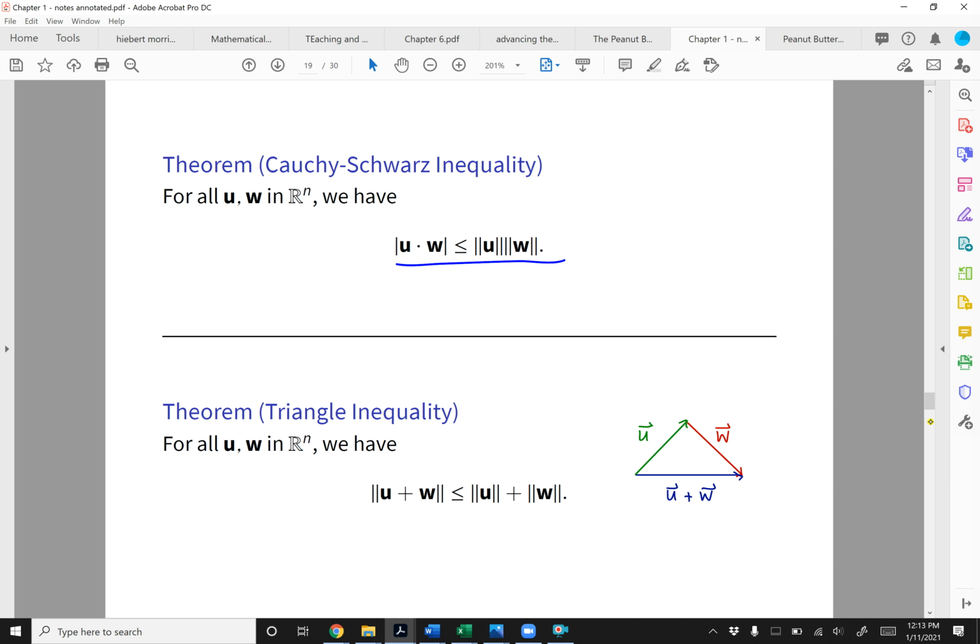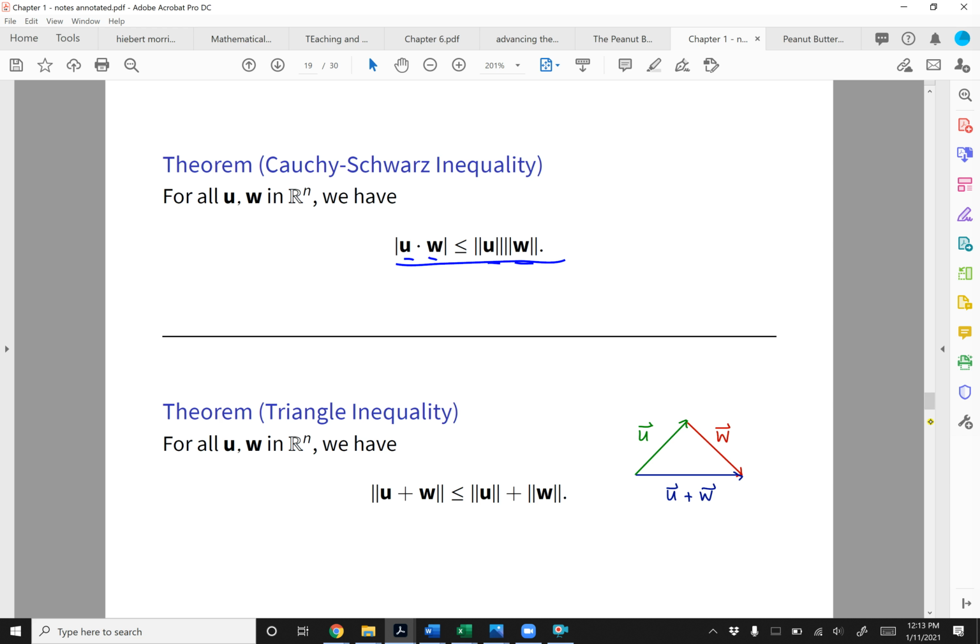The length of u and the length of w, those are always going to be positive. Well, 0 or positive, 0 or greater. So it says if we take the lengths of each of them and multiply them together, that's always going to be greater than or equal to the absolute value of the dot product of those two things. And again, this turns out to be important in trying to prove some of the properties later on.